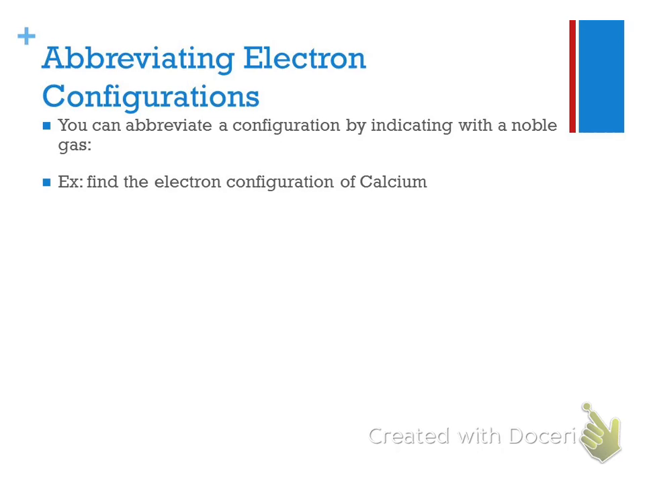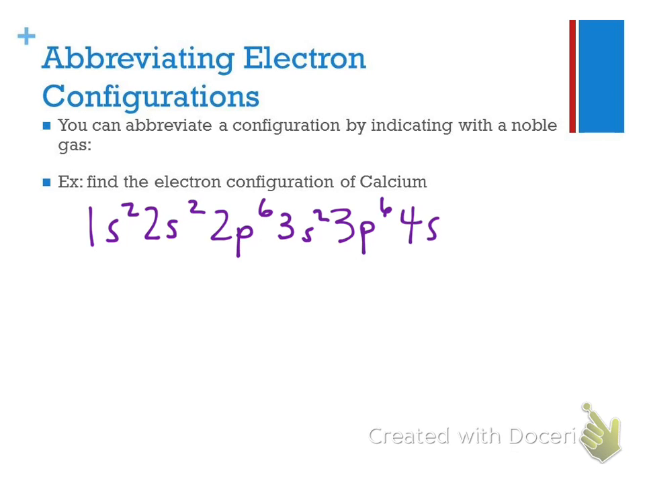I want you to find the normal electron configuration of calcium. Tell me the normal electron configuration of calcium. We just did it. Right, is this our electron configuration for calcium? We end up with 4s2.